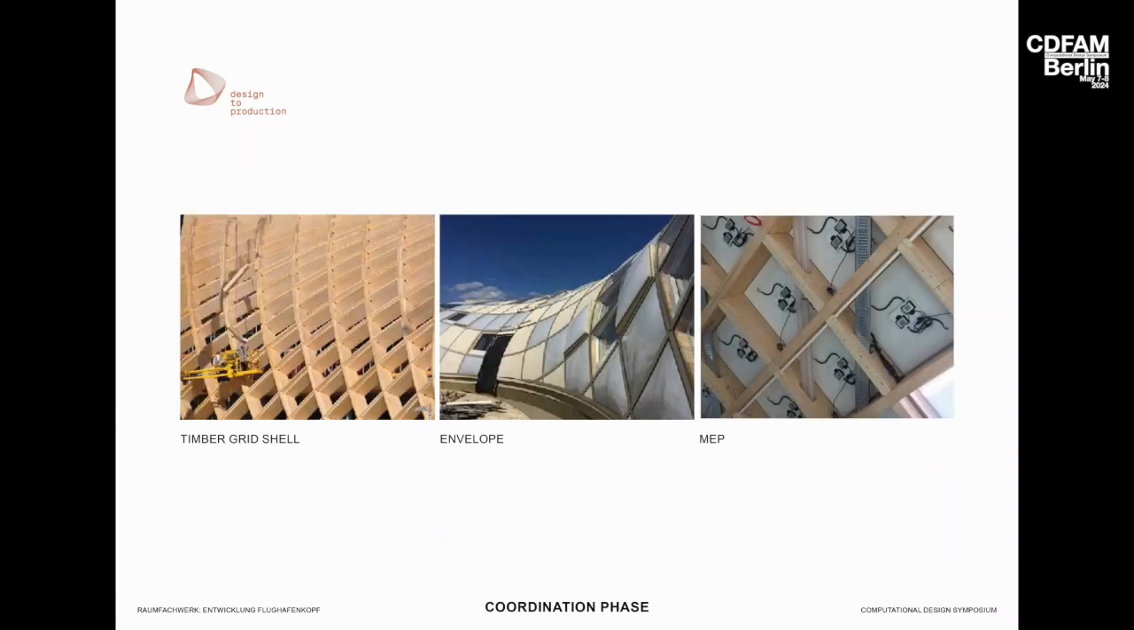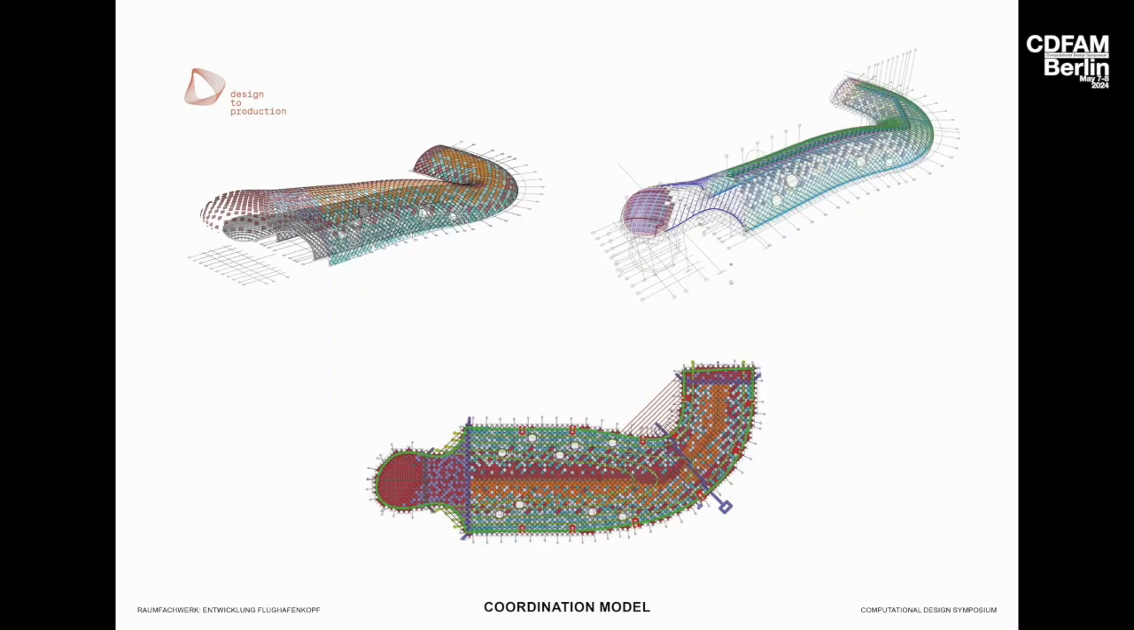The next phase after the concept and reference model phase is the coordination phase, which will be very challenging because we will be attempting to integrate the envelope, the grid shell, and the MEP. It has the challenge of competing goals between different engineers and different parties. It can also lead to novel design technology solutions, but there are certainly going to be challenges ahead of us.